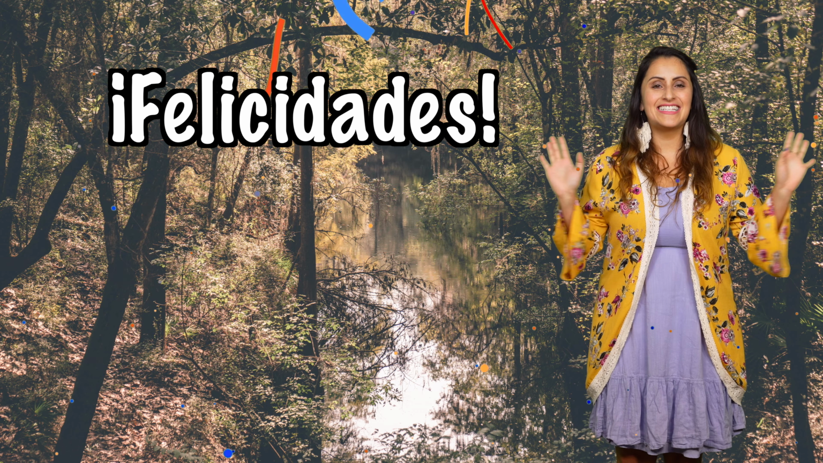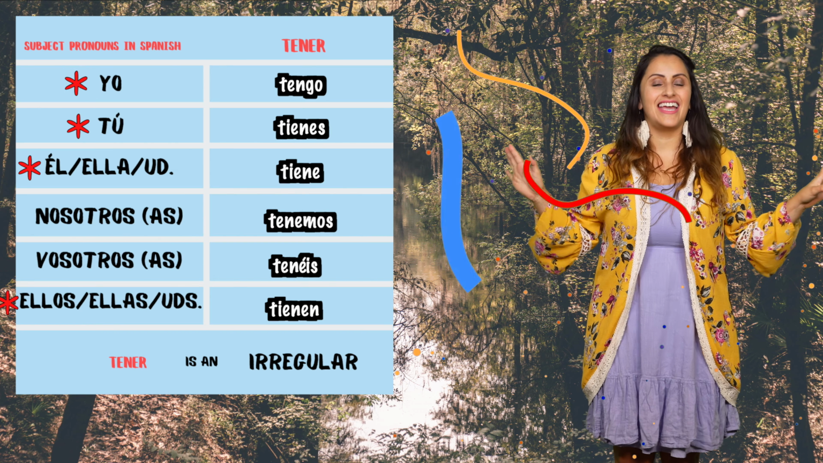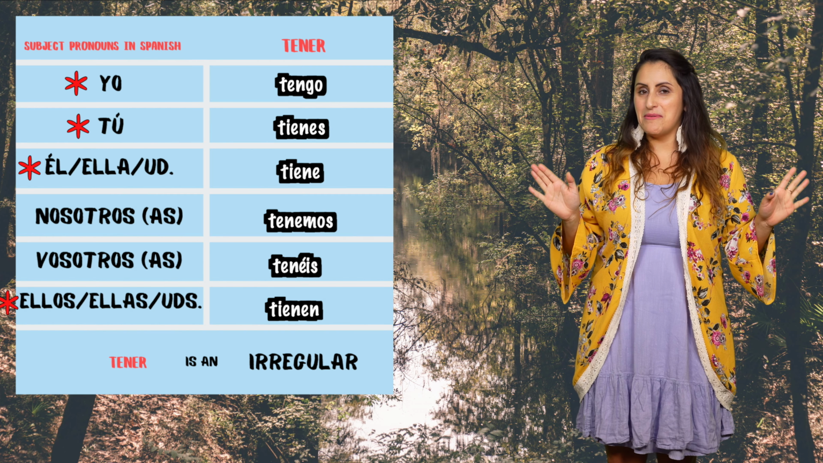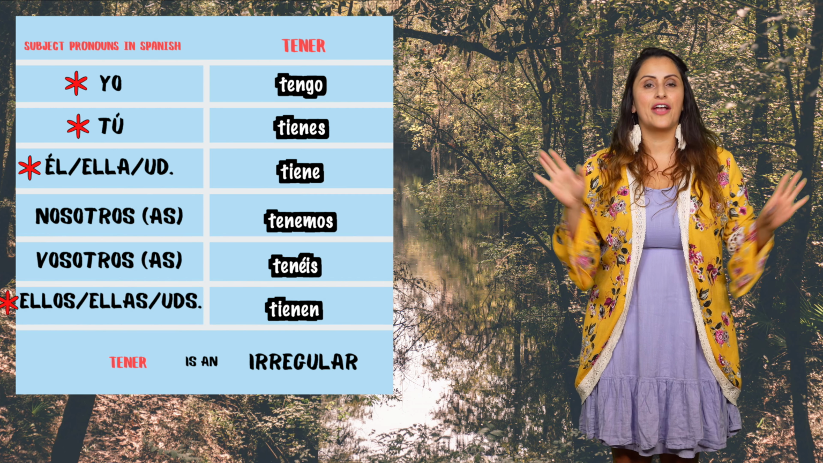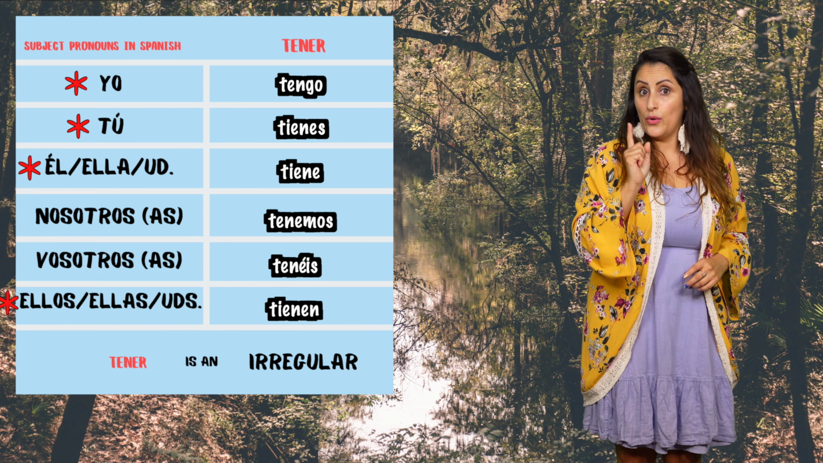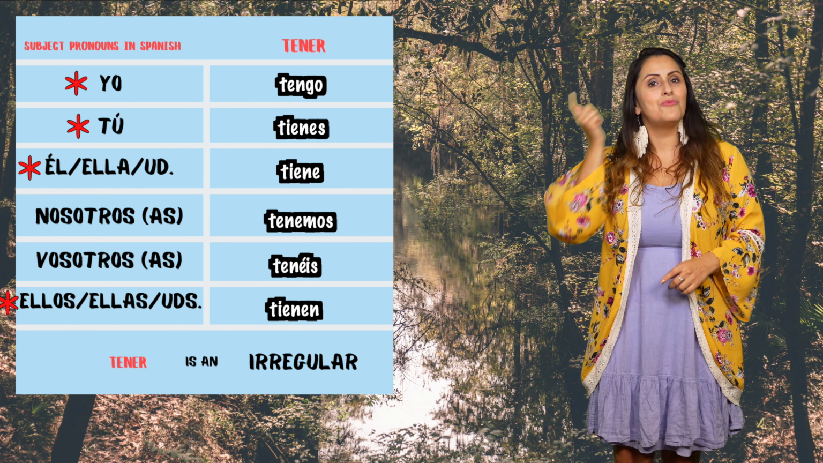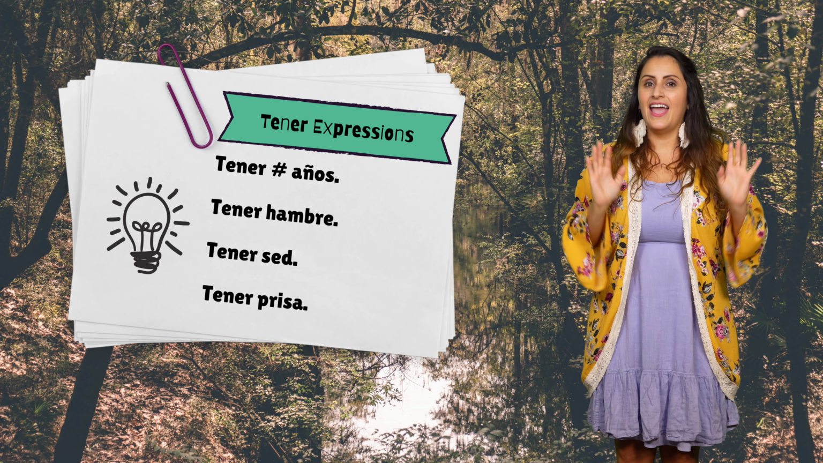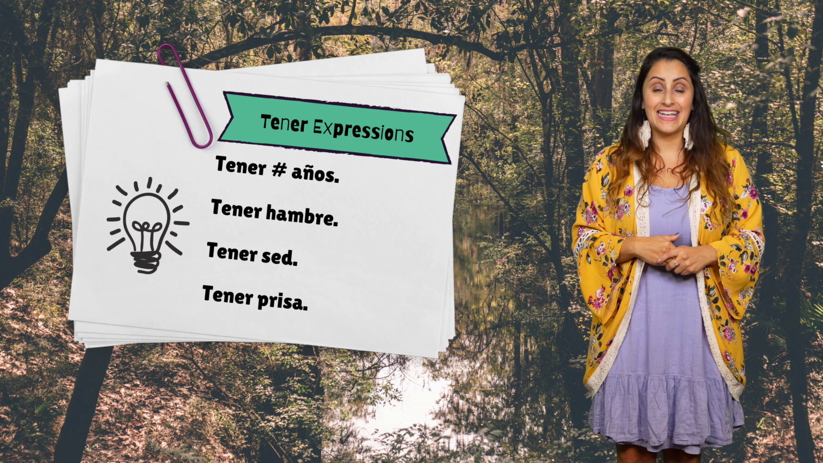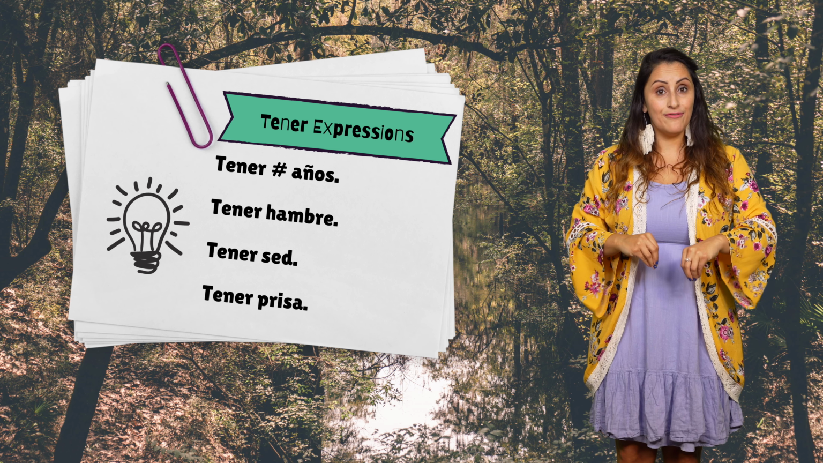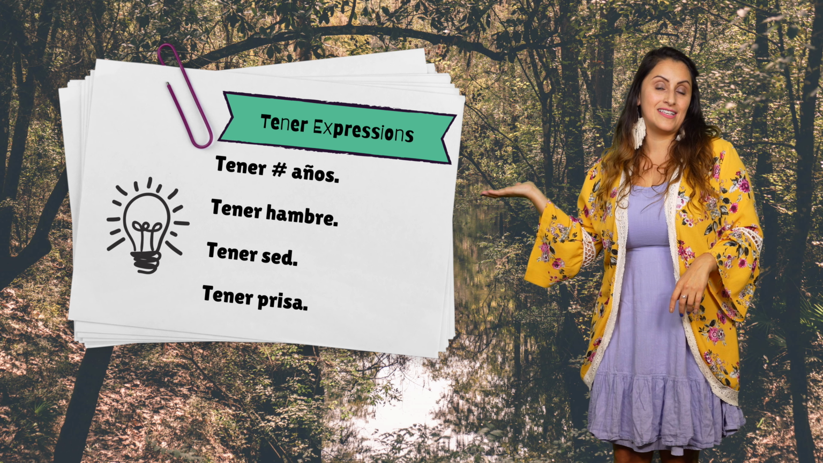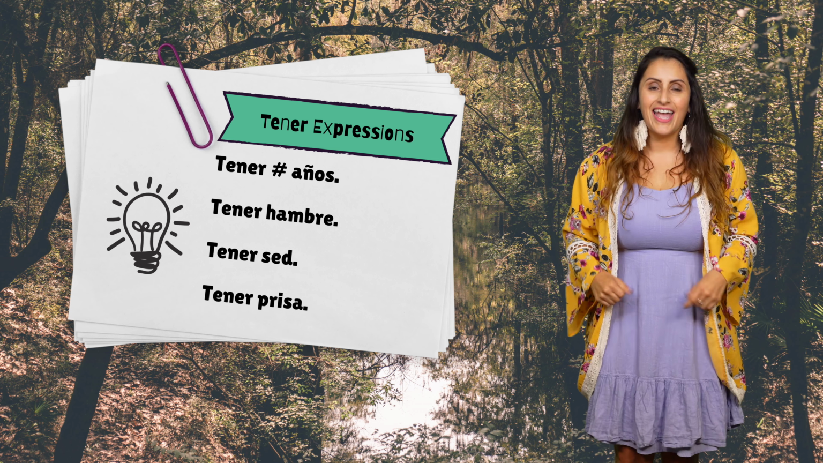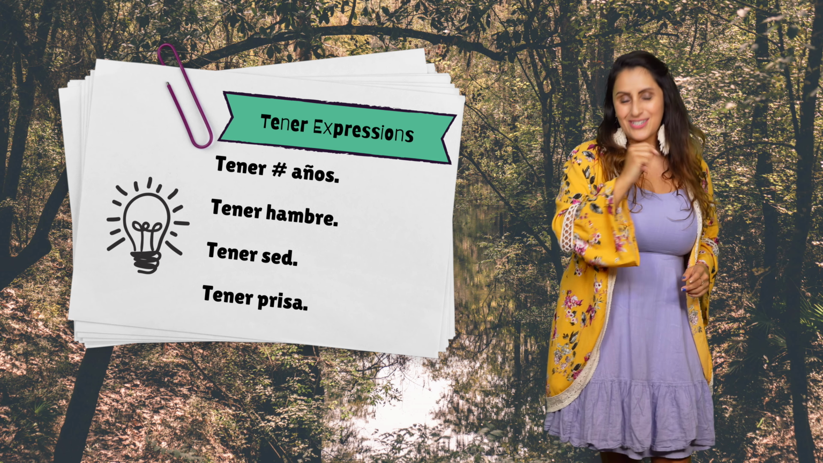Muy bien! Felicidades! You did it! You conjugated tener and you learned some important tener expressions. The main thing to remember here is that tener is a very irregular verb, so you have to be very careful with the conjugations and work on memorizing them. And then don't forget to review these tener expressions, and you'll be pretty comfortable using that verb tener to talk about the things that you have and to talk about things such as when you have hunger, when you have thirst, when you have a rush, and when you have a certain number of years, especially to talk about age.